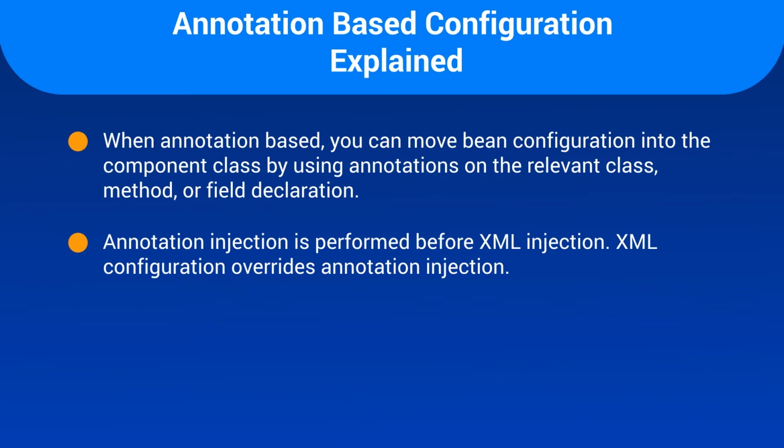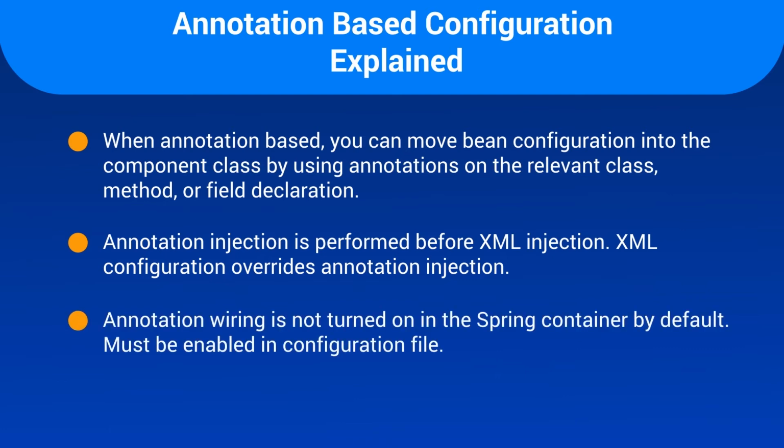So you can have some type of definition specified with annotations, but if you also have the same in XML but specifying something different, what's in the XML is going to take precedence. Last thing to point out is that annotation wiring is not turned on in Spring by default, so we need to actually enable it in our configuration file. Let's go ahead and take a look at some examples so you know exactly what I'm talking about.